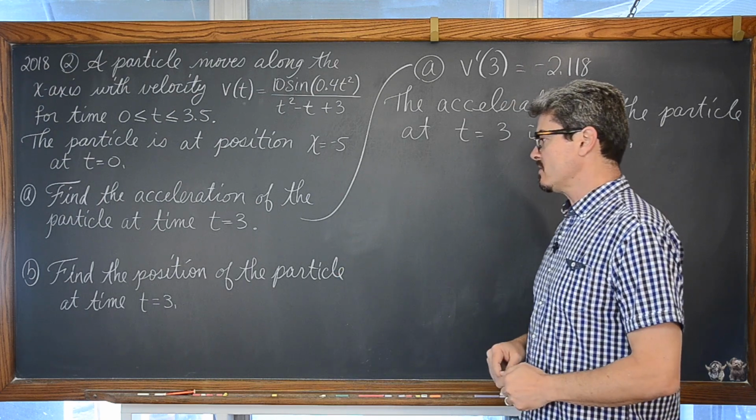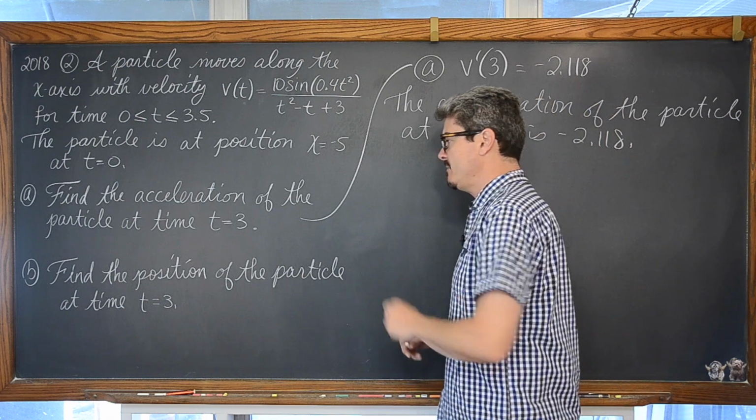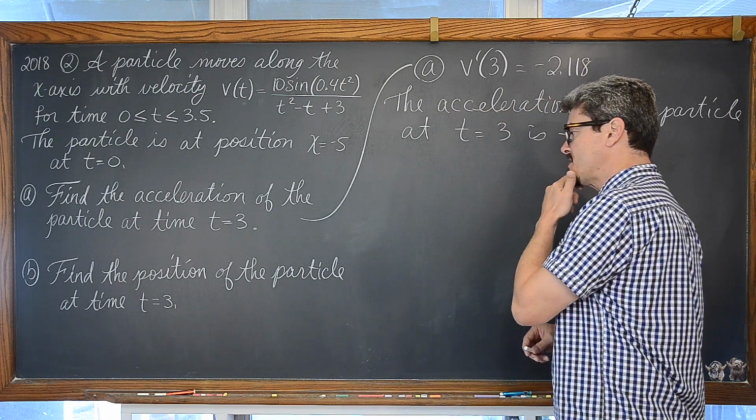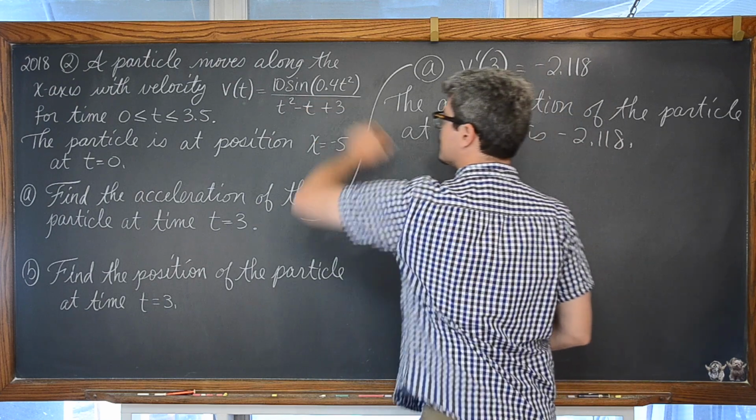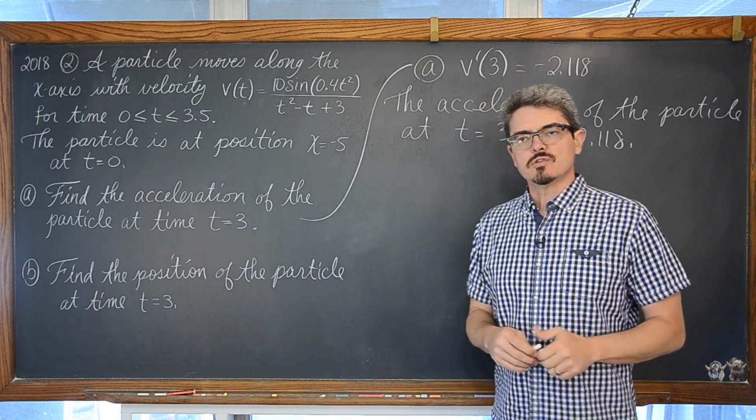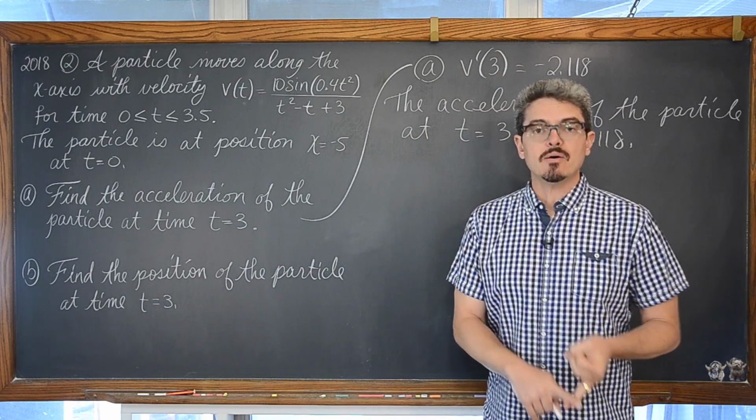Find the position of the particle at time equal to 3. Find the position of the particle. Well, we have that particle's velocity. It's a rate of change, and if you integrate a rate of change, you get an amount of change.